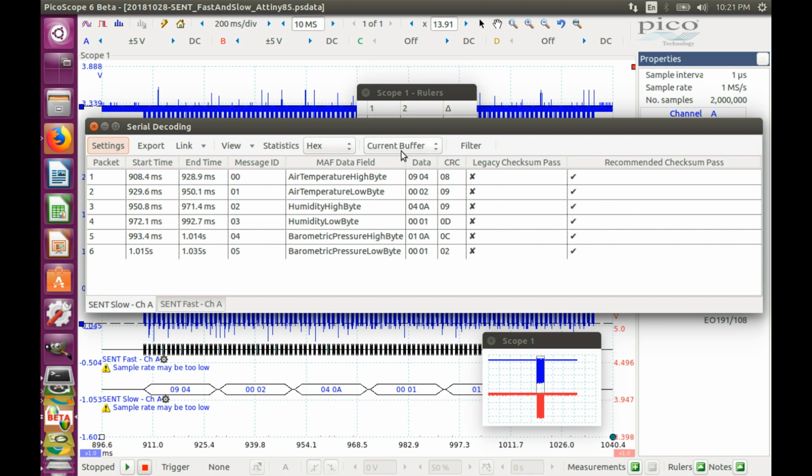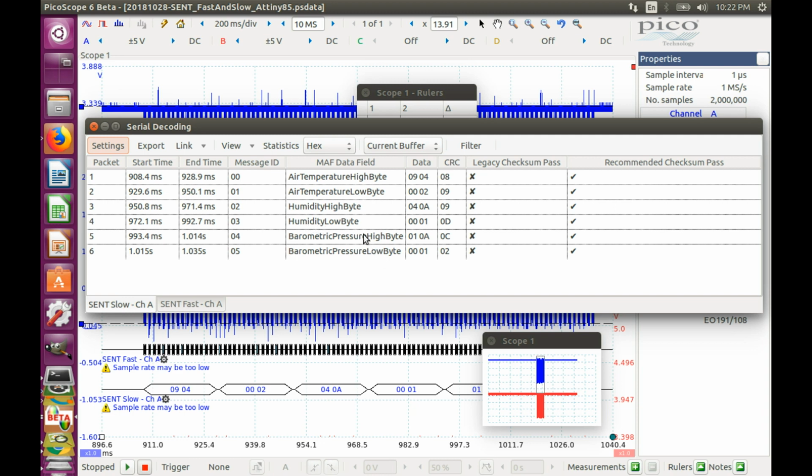Interestingly, the Picoscope also has the column called MAF data field, so mass airflow data field. It looks like they took some mass airflow sensor and just deciphered what exactly was transmitting, and it has a few messages where it transmits high byte and low byte of air temperature, humidity, barometric pressure.